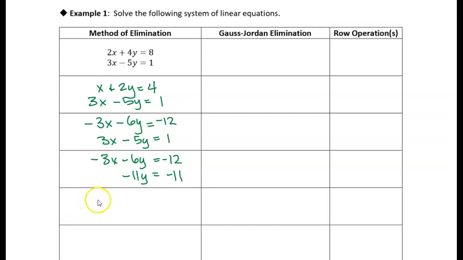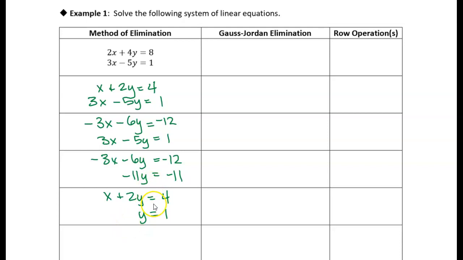So I'm going to do a couple of things in this step. I'm going to divide out. I multiplied by -3, but now I really don't need that -3 in there anymore. So I'm going to divide the first equation by -3. So I get x plus 2y equals 4, right? So I'm back to the same equation I had before. But I'm going to divide the second equation by -11, right? So that I get y is equal to 1.